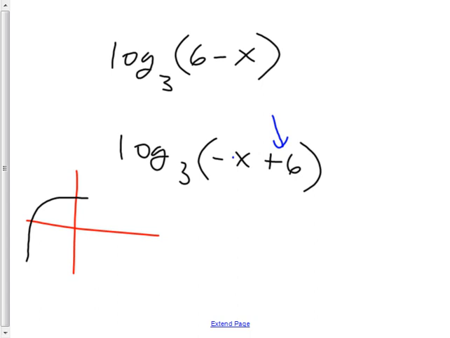All right. Oh, I'm sorry. It's not an up-down flip. It's a left-right flip. Thank you. The negative on the inside is the left-right. All right. That's enough for today.